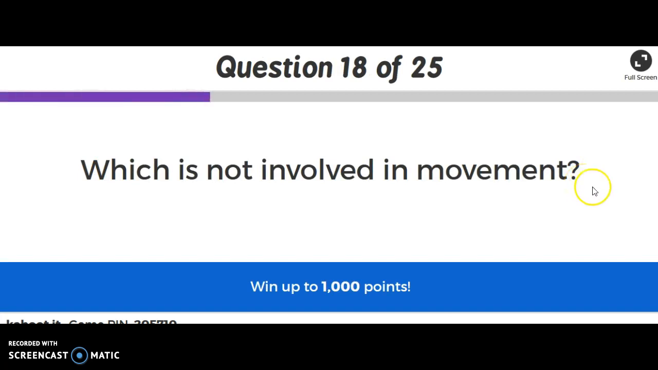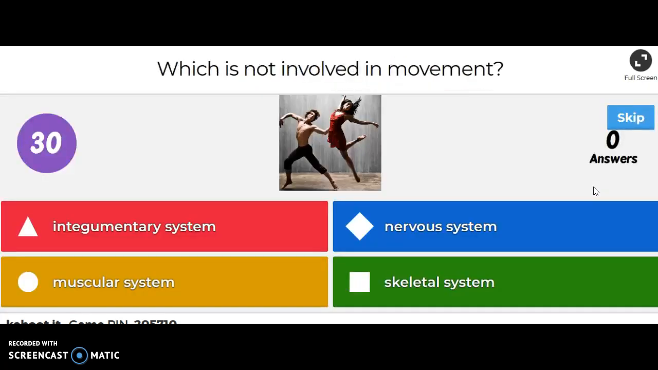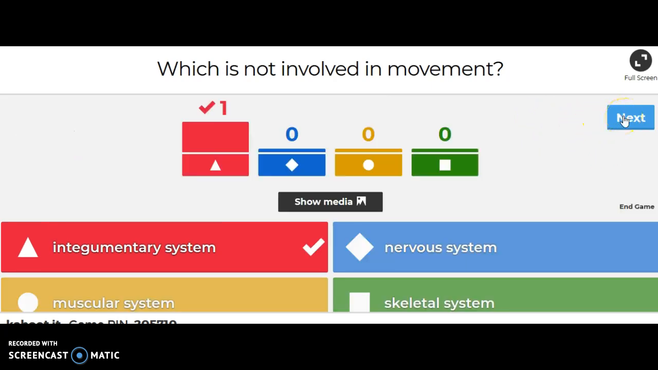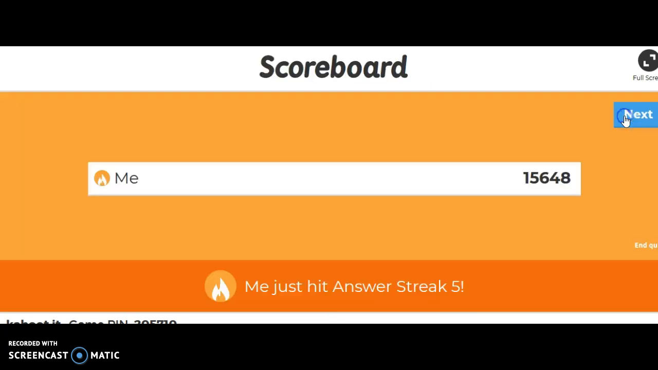which is not involved in movement, or involved the least in movement. Most of your systems are involved in most things that happen in the body. They work together. Like we could say for sure, digestion is involved in movement because you've got to get energy from your food. But one of these is the least involved in movement. As far as those go, yes, and it's integumentary. The ones that are mainly involved in movement would be the skeletal, muscular, and nervous system.